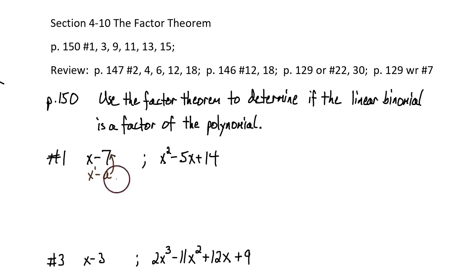With the factor theorem, we take the value of a, which in our case is 7, and substitute it in place of the variable x. When we then evaluate the polynomial, if we get an answer of 0, then we know that x minus 7 is a factor. So let's substitute in 7 and then find out what we get. 7 squared is 49. 49 take away 35 is 14. And 14 plus 14 is 28. We did not get a 0, so we found out that x minus 7 is not a factor.